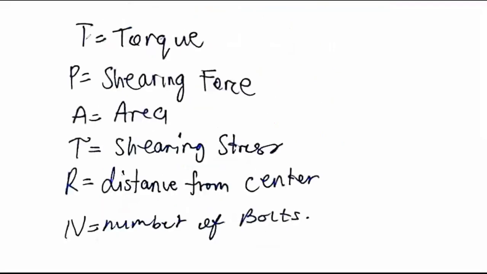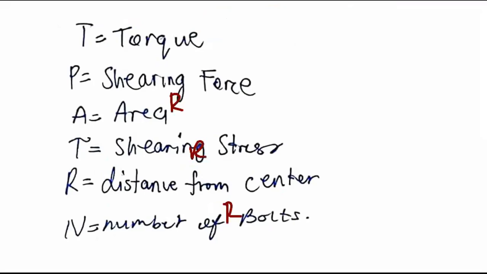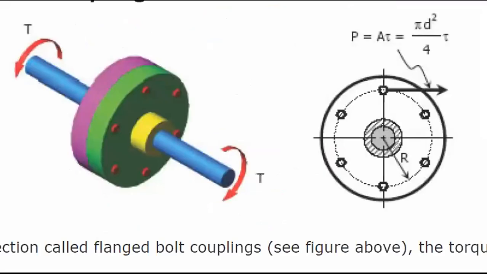So, T is torque. The R here, guys, is not the radius. It's a capital R, and this part is a bit confusing. The R here is the distance from the center. What do I mean by distance from the center? Let's go back to the drawing. It's the distance from the center of our shaft. Okay? That's our R. You'll often see it in the drawing, so it's easy and you won't get confused. And of course, N is the number of bolts.